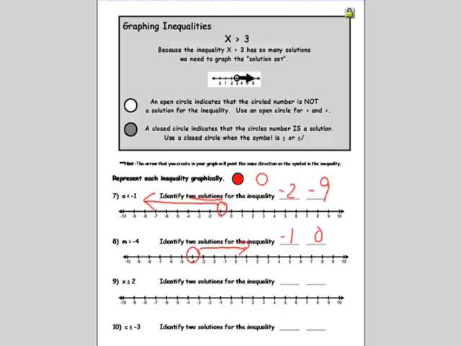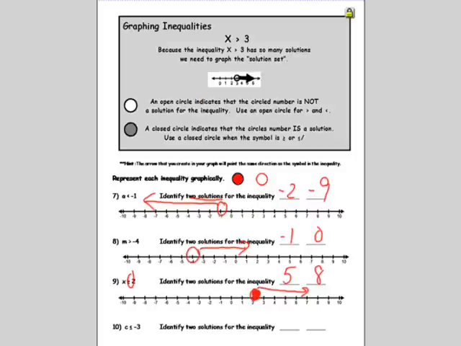All right, let's graph x is greater than or equal to 2. We're going to include 2 as a possible solution. And all of these numbers are greater than or equal to 2. And again, the arrow is pointing the same way as the arrow in the inequality. And two possible solutions would be 5 and 8.